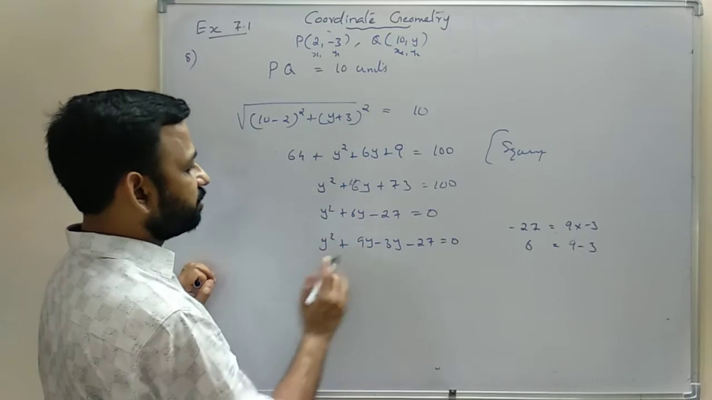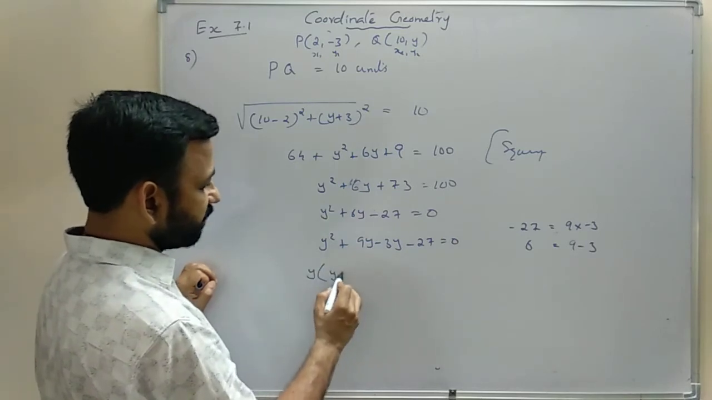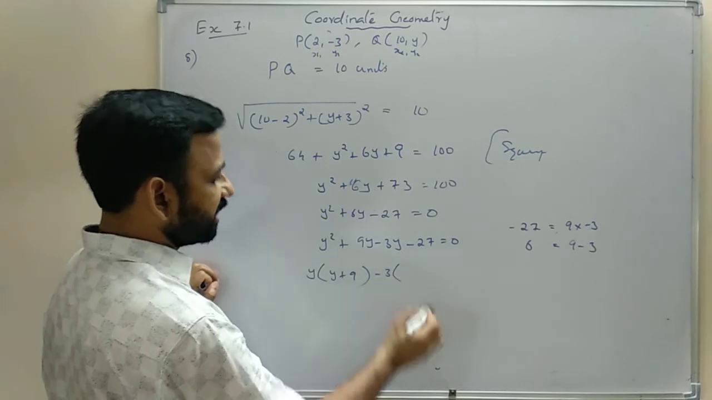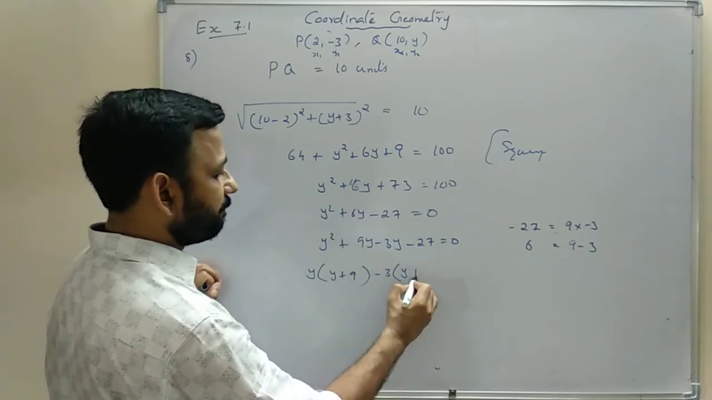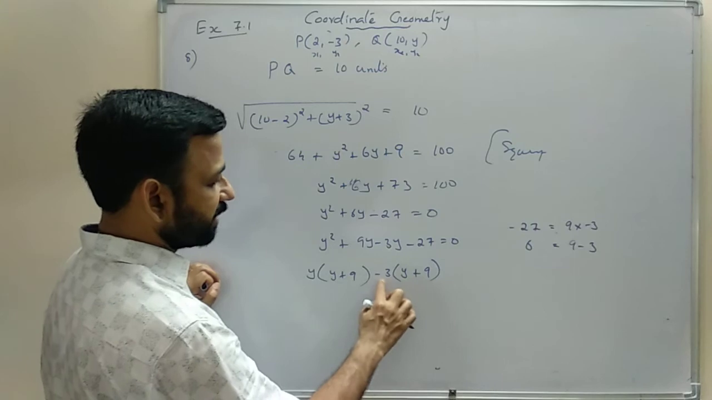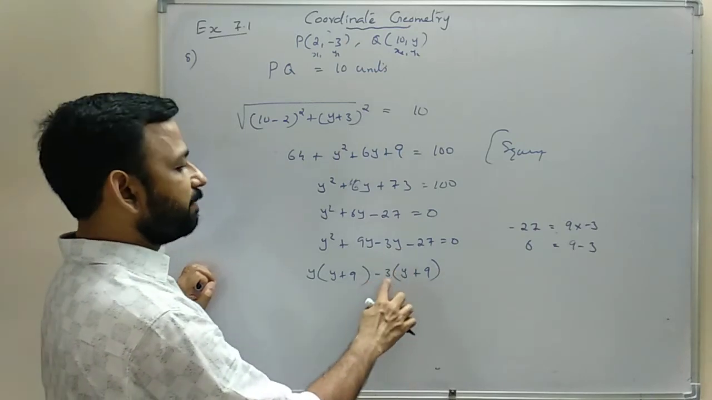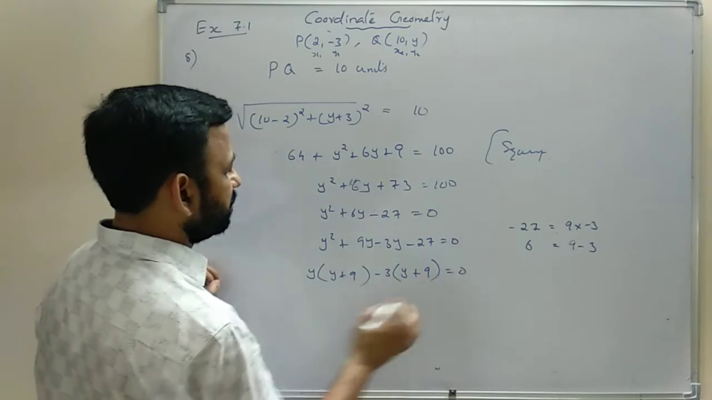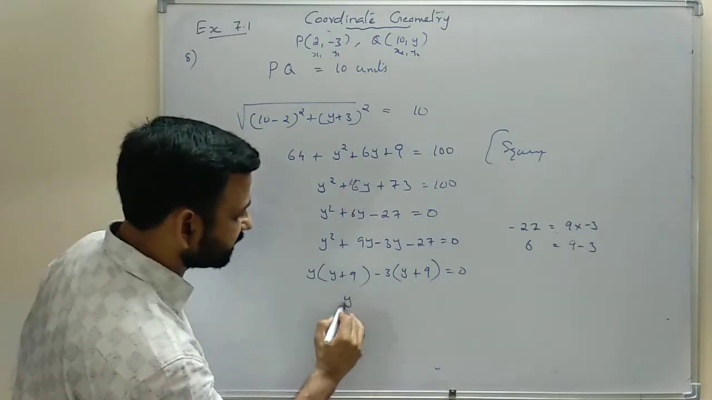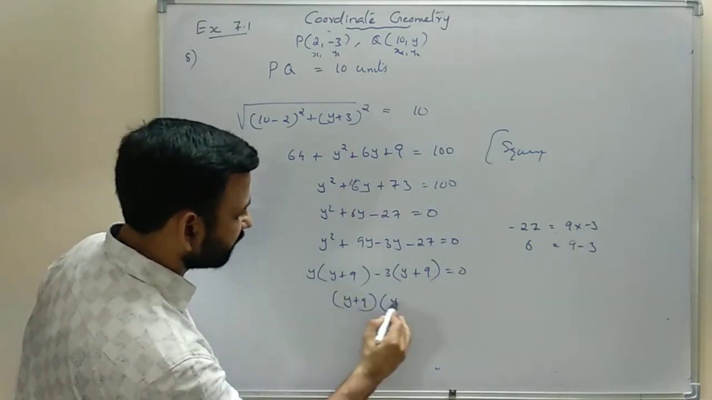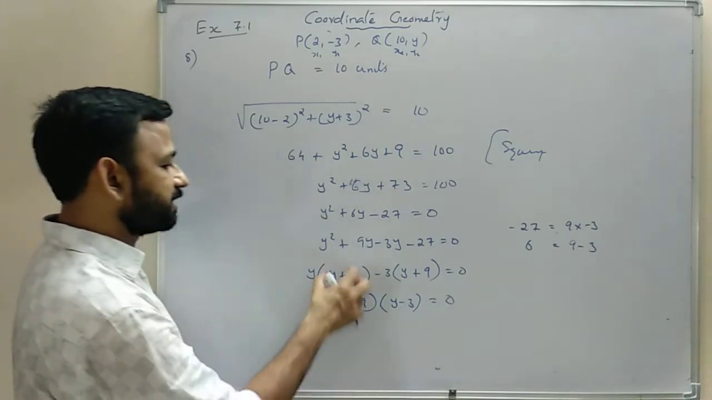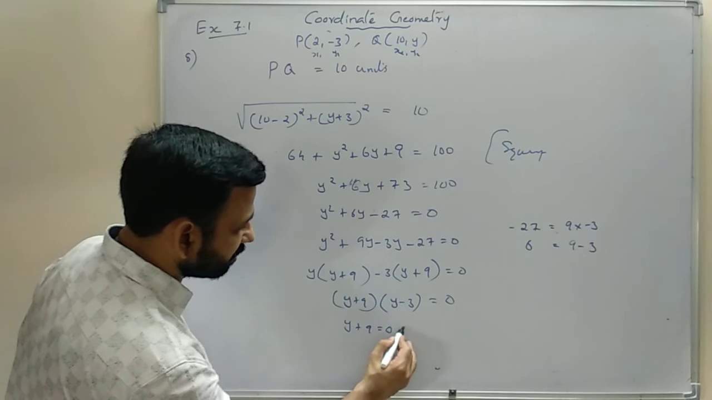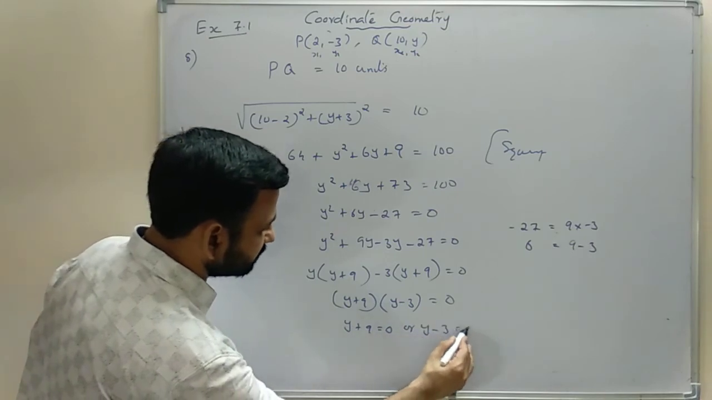Then from the first two terms we can take y outside, that is y plus 9. And from the next two terms we can take minus 3 outside. So y plus 9, because minus 3 into y is minus 3y, minus 3 into plus 9 is minus 27, equal to 0. So we have y plus 9 in the bracket, y plus 9 common, so y minus 3 equal to 0. Y plus 9 outside, so y minus 3. That is y plus 9 equal to 0 or y minus 3 equal to 0.